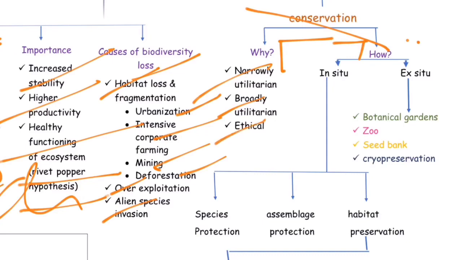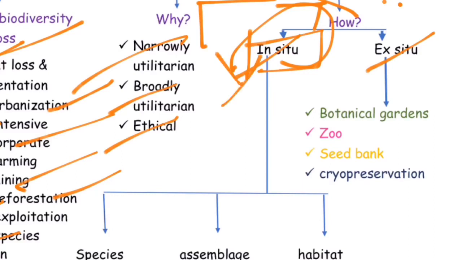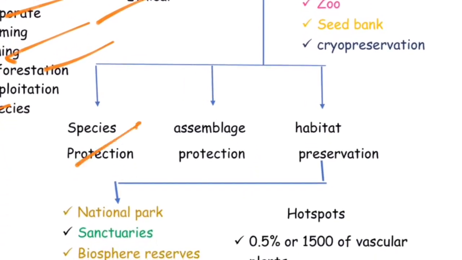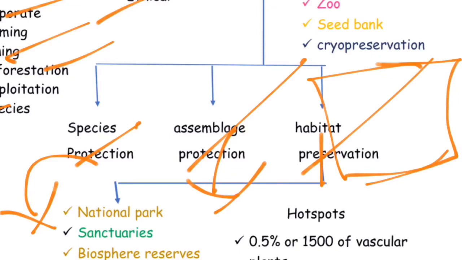Next, how to conserve biodiversity. Biodiversity can be conserved in two ways. One is in situ conservation and another one is ex situ conservation. In situ conservation is conservation of a species within its original habitat. If an organism is conserved in a different place, then it is called ex situ conservation. In situ conservation is of three types: species protection, assemblage protection and habitat protection. Under species protection, a single species is protected. Under assemblage protection, a group of species is protected. Under habitat protection, a complete habitat is protected.